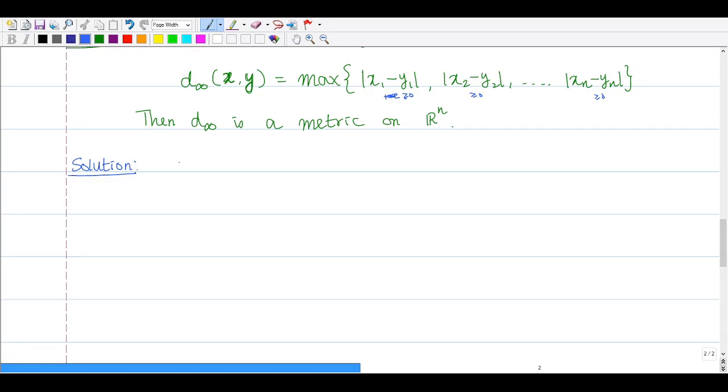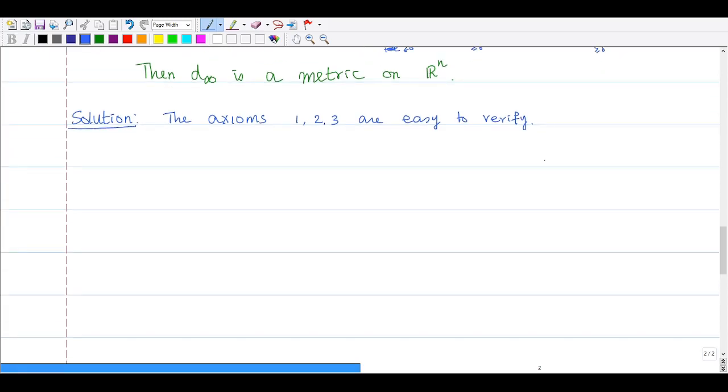So the conditions, the axioms 1, 2, 3 are easy to verify. நீங்க எக்ஸாம்ல இதுவும் easy to verify னு சொல்லக்கூடாது, ஓகேங்களா. You need to write explicitly the proof of those 3 points. Okay, so now we prove the triangular inequality.